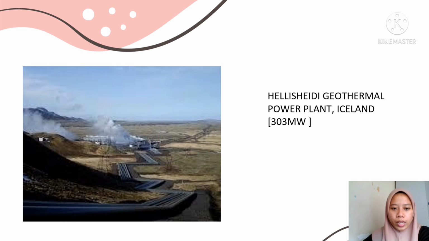This is the world's 8th largest geothermal power plant, Hellisheidi Geothermal Power Plant in Iceland. The Hellisheidi Geothermal Power Plant is a combined heat and power (CHP) flash steam power plant located at a mountain approximately 20 km east of Reykjavik, the capital city. The generating capacity of the plant is 303 megawatt of electric power and 400 megawatt of thermal energy.